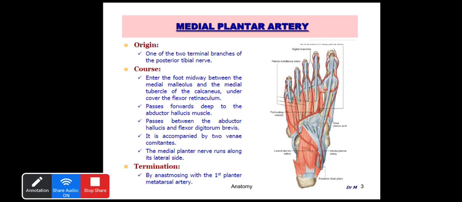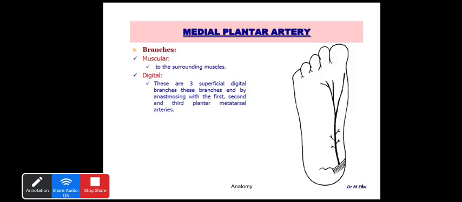Then it accompanies the two venae comitantes. The medial plantar nerve runs along its lateral side. The medial plantar and lateral plantar nerves are branches from the tibial nerve. So that is the course of the medial plantar artery accompanying the medial plantar nerve. Okay, and how does it terminate? It terminates by anastomosing with the first plantar metatarsal artery. So that is the termination of the medial plantar artery.